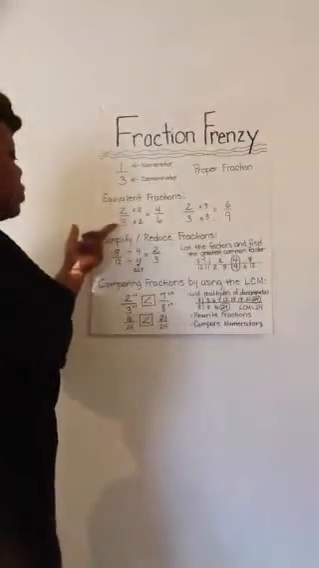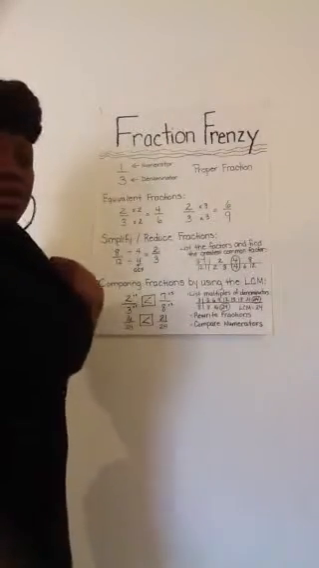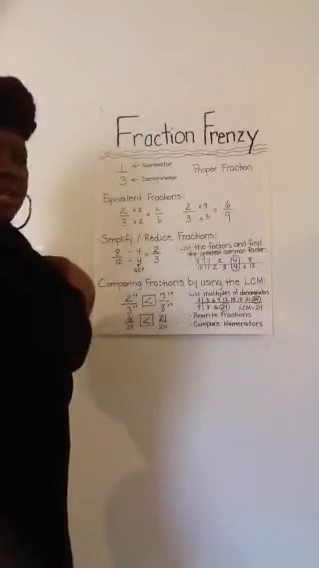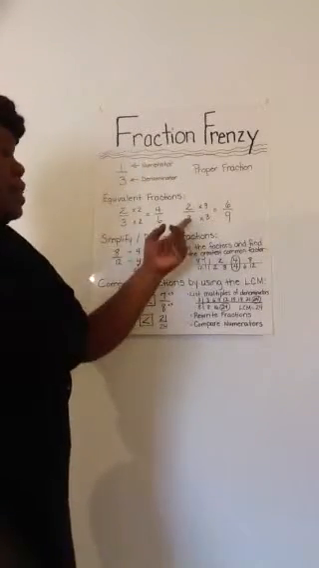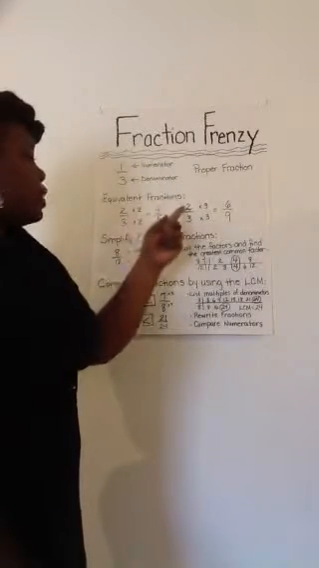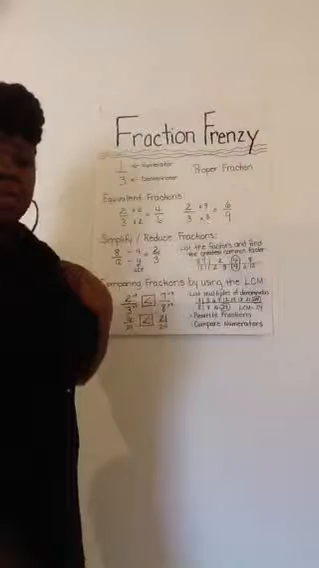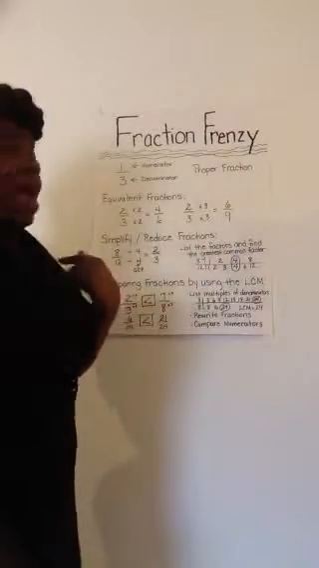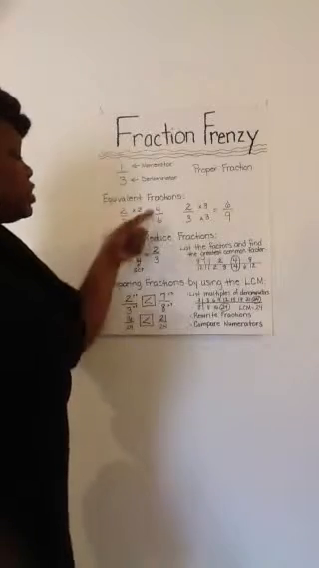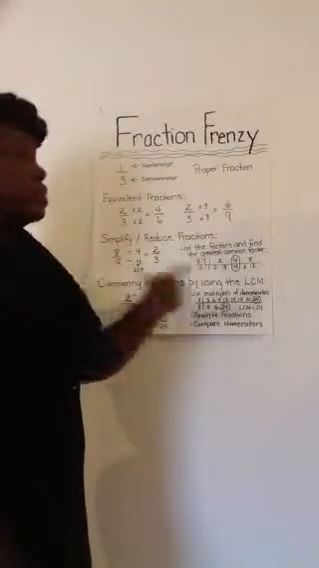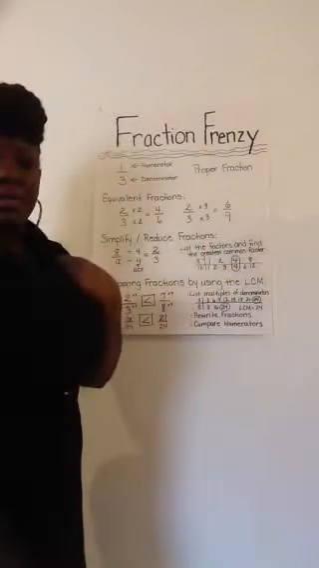So if I take 2/3 and multiply both the numerator and denominator by 2, I'm going to get 4/6. If I take the same fraction, 2/3, and multiply both the numerator and denominator by 3, I'm going to get 6/9. So that tells me that 2/3 is equivalent to 4/6, and 2/3 is also equivalent to 6/9.